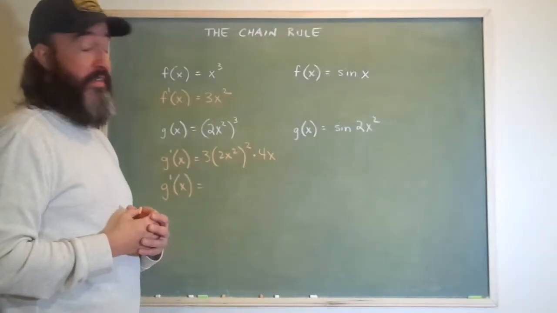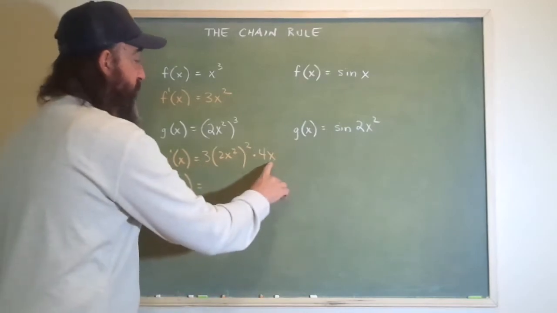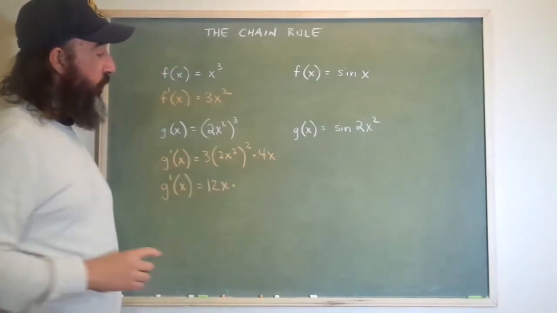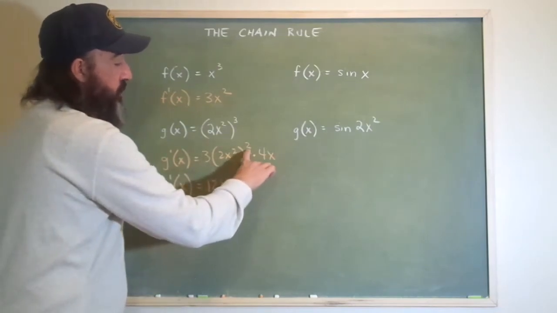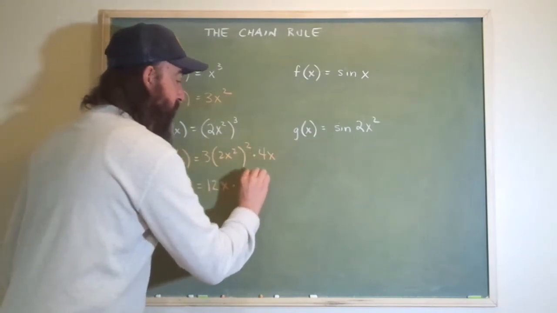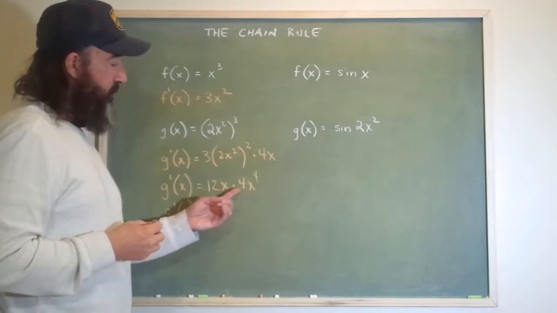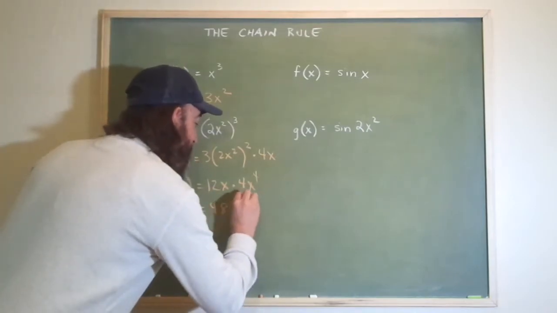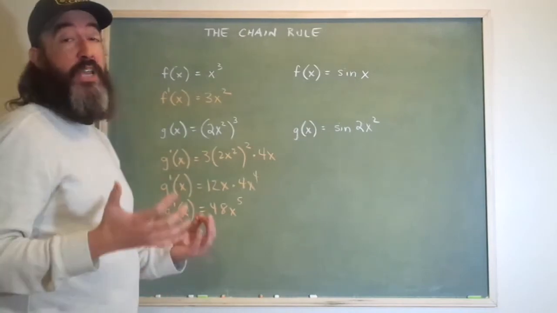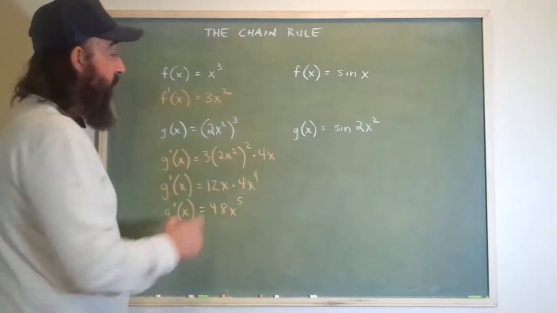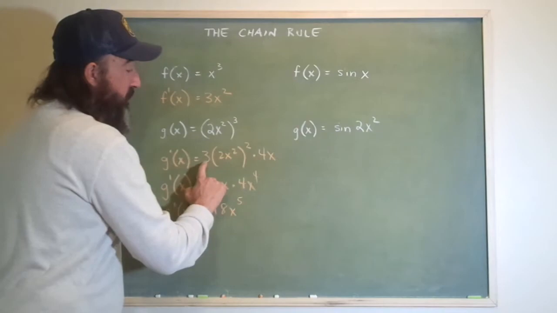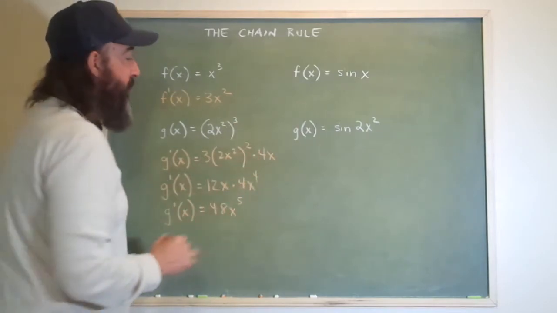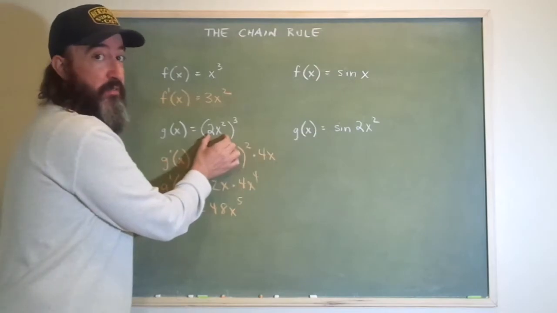I suppose I can neaten this up a bit. The 3 times 4x is 12x, and 2x squared to the power of 2 is 4x to the power of 4. 12 times 4 is 48, and x times x to the 4 is x to the power of 5. The chain rule is very similar to the power rule in the fact that you move the exponent into the front and then subtract 1. It just has that one additional step where you need to multiply by the derivative of this piece.